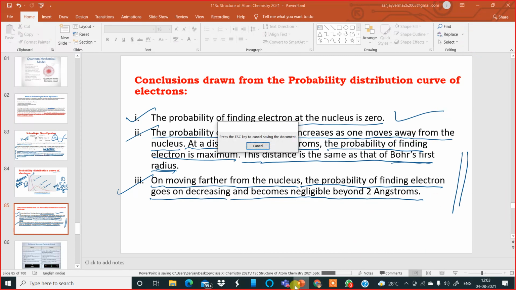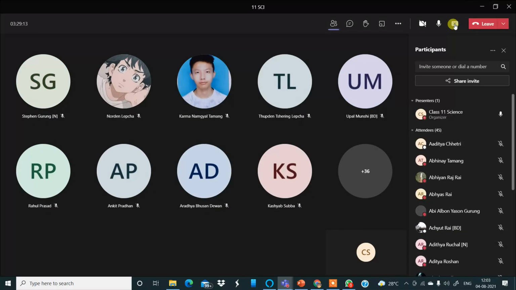Okay, now looking at the attendance part, I can see there are 45 boys only present today.